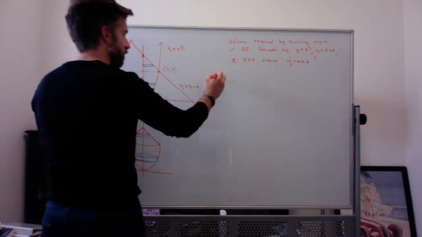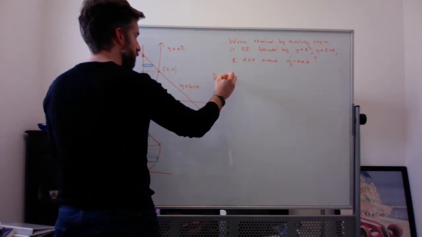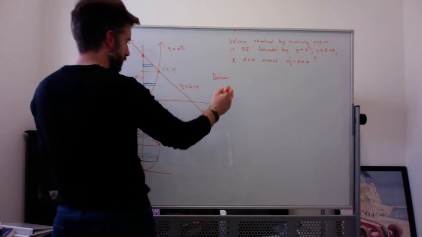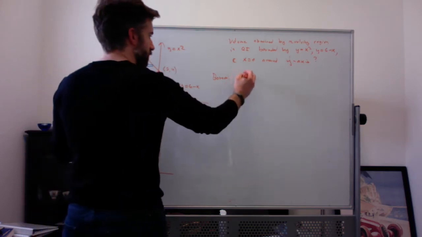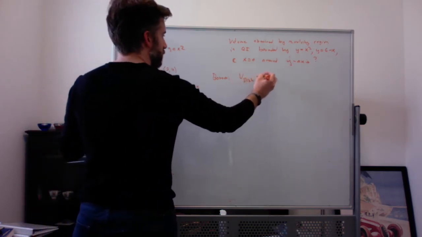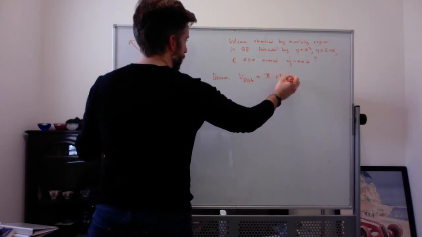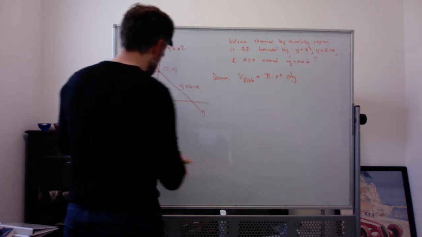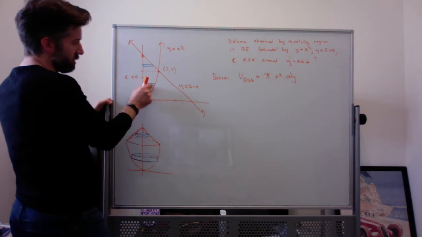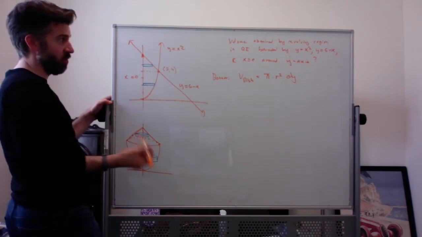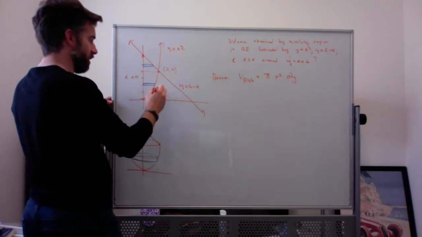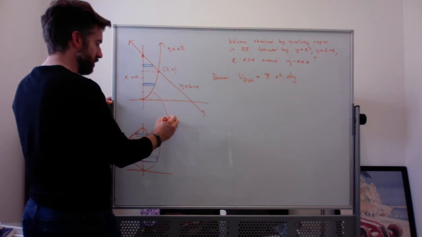So for the bottom part, the volume of the disk is pi times the radius squared times dy, because dy is the thickness. The radius is just the length of this function, but again, it's in terms of y, so it's not y equals x squared, it's x equals the square root of y.